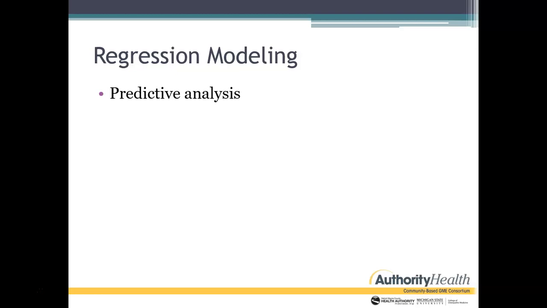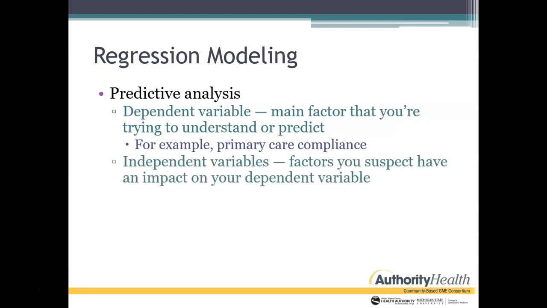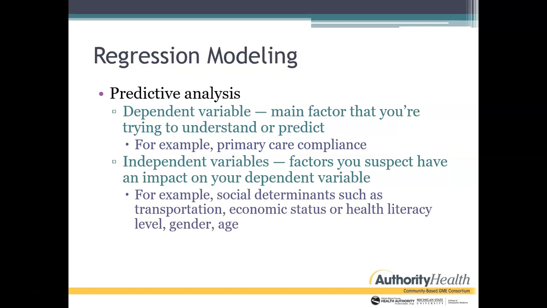All right, let's go over regression modeling. So this is predictive analyses. The dependent variable is the main factor that you're trying to understand or predict. So one example, let's talk about primary care compliance. The independent variables for regression modeling are the factors that you suspect might have an impact on your dependent variable, and you're looking for that association. For this example, you could think of things like social determinants, such as transportation, economic status, or health literacy level, other things like gender and age. How do these factors all affect the dependent variable or the outcome of interest?